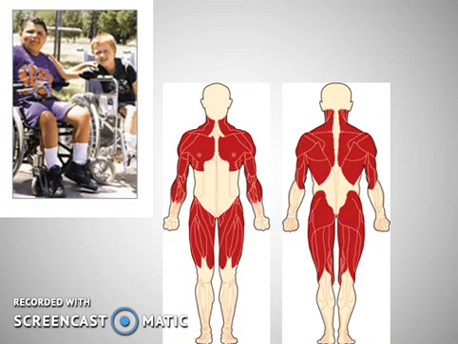And this is just a diagram showing the major muscles that are affected by muscular dystrophy, and you can see here a photograph of a couple of individuals that have muscular dystrophy. And of course, you may remember Jerry Lewis used to have a telethon on Labor Day that was aimed at raising money for muscular dystrophy.